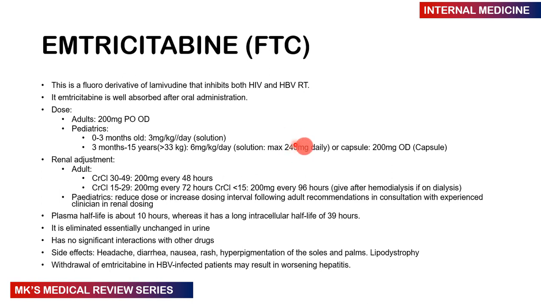A solution, so a maximum of 240 milligrams daily, or a capsule of 200 milligrams once a day. Then of course you should adjust them if they have a creatinine clearance between 30 to 49, 200 milligrams every 48 hours. Then the creatinine clearance between 15 to 29, give 200 milligrams every 72 hours. Then those that have less than 15, 200 milligrams every 96 hours, and this should be given after dialysis. Then of course I will show you the dosing of the different weights in pediatrics and the adjustments.